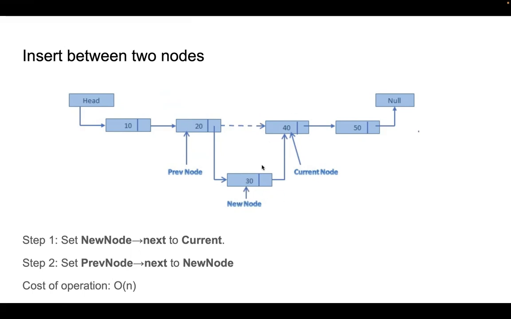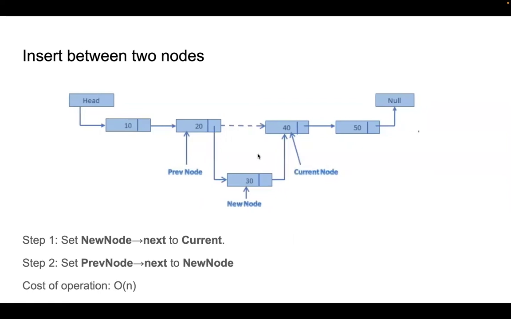So for easiness, for not making mistakes in the future, let's connect first the new node's next to the current node. Then we update this arrow, because the previous node's next won't be 40 since the new node points to the 40. So in order to link this part of the linked list with this part, we have to connect the previous node's next to the new node. The cost of the operation is O(n) because we are using a loop.